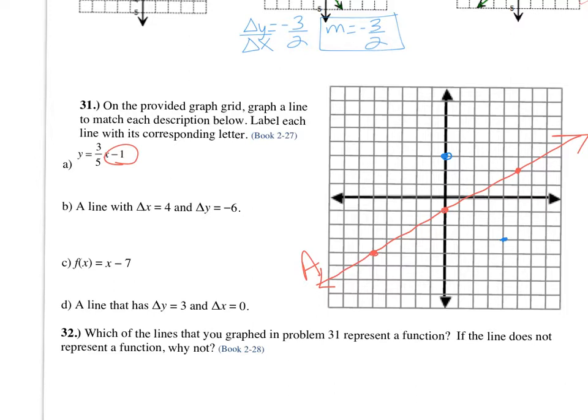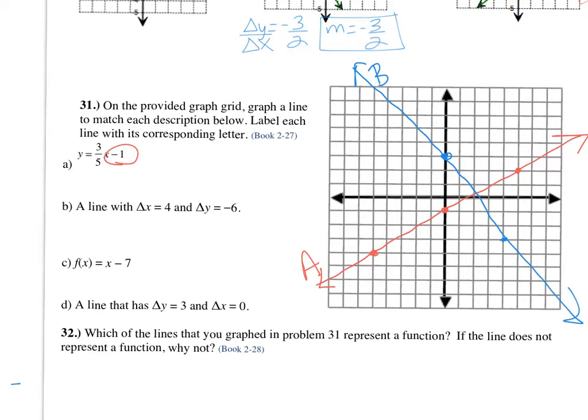So I'm going to run out of space either direction. So I'm going to connect my 2 points with a line. I'm going to try to do this as straight as I possibly can. And this is going to be labeled B. And again, you could have this line anywhere as long as it has the same slope of down 6 over 4.